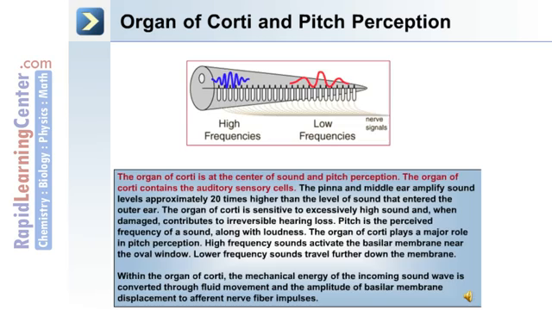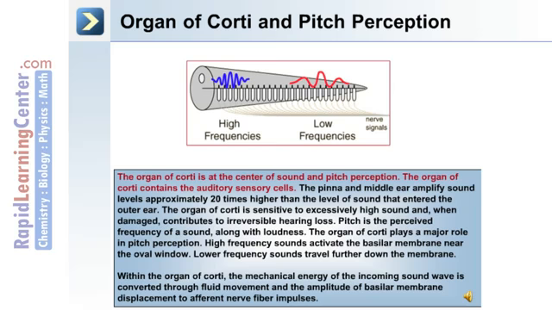Human hearing involves pitch perception. The organ of Corti is at the center of sound and pitch perception, and the organ of Corti contains the auditory sensory cells. The pinna and middle ear amplify sound levels approximately 20 times higher than the level of sound that entered the outer ear. The organ of Corti is sensitive to excessively high sound, and when it's damaged, contributes to irreversible hearing loss.